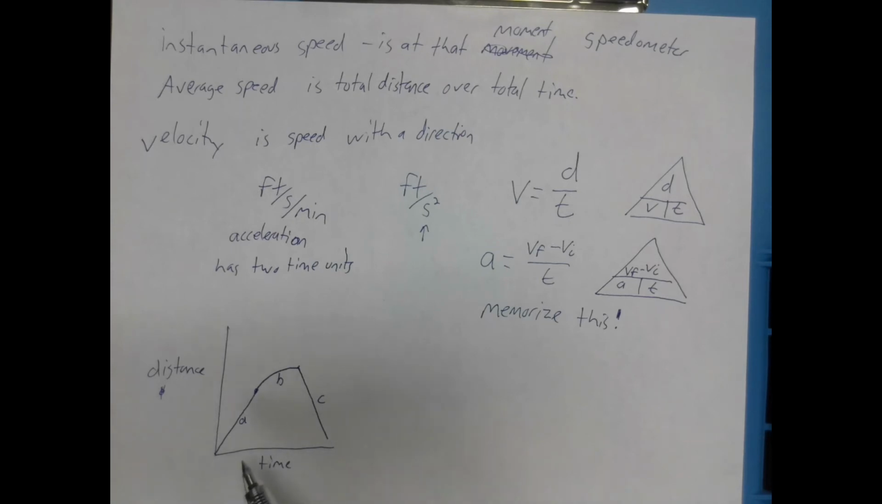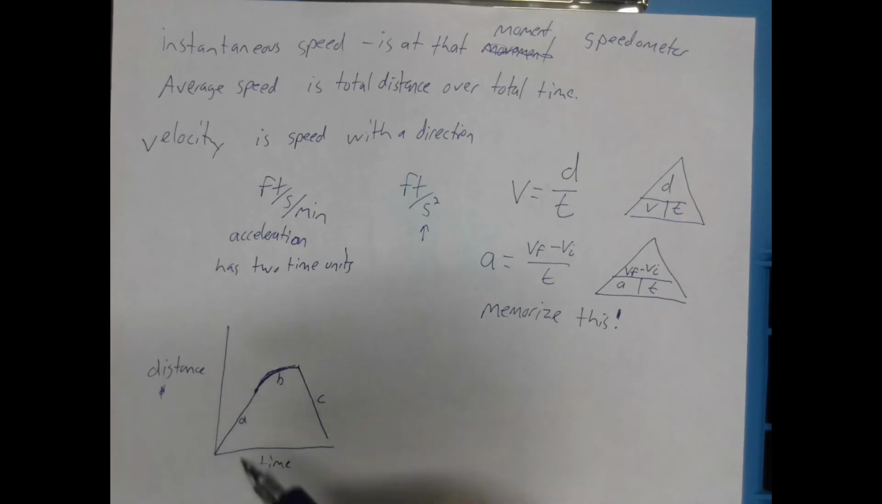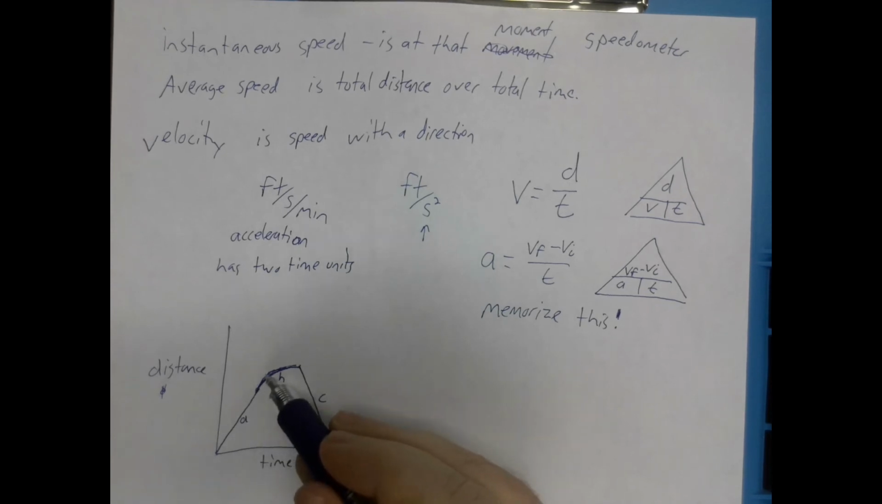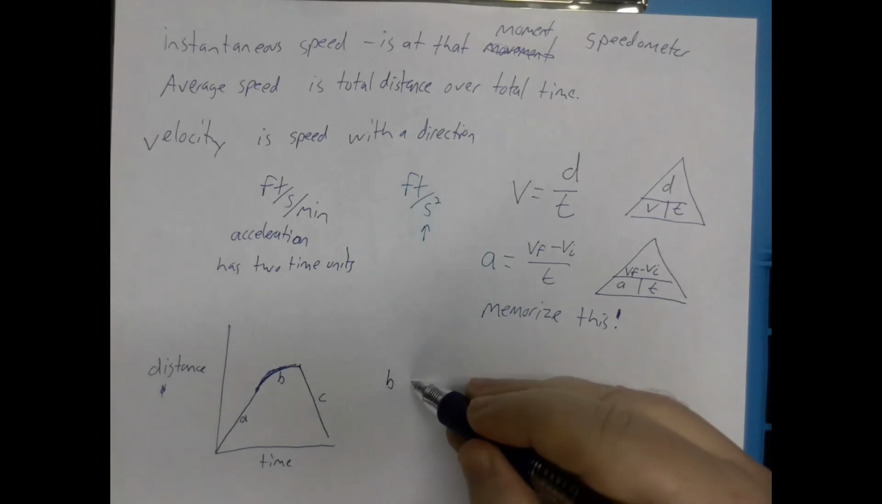So remember, curved lines is acceleration. So the person is slowing down. Remember, the slope of a line tells you its speed. So this slope is decreasing, it's changing. So B is acceleration.